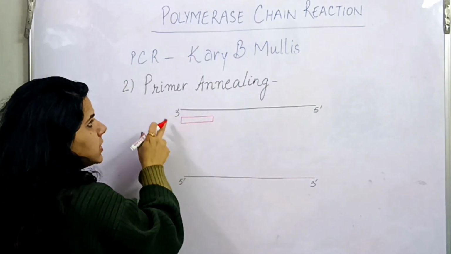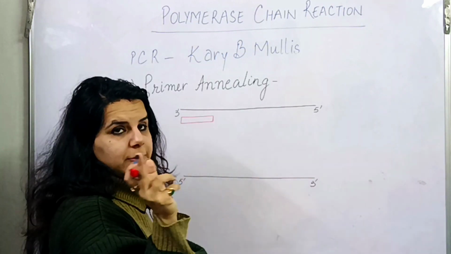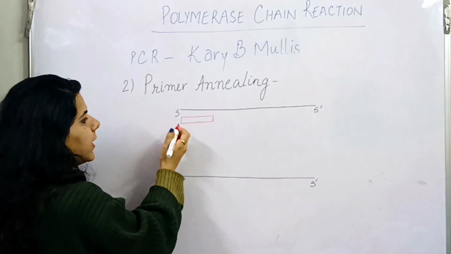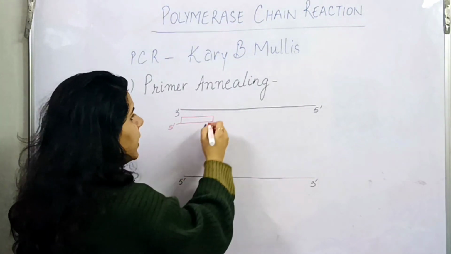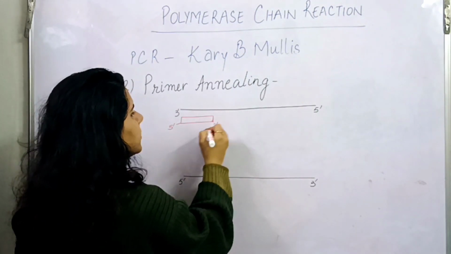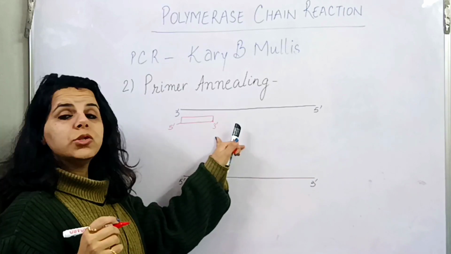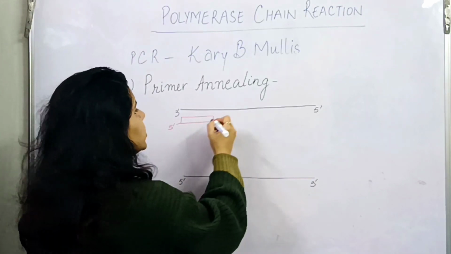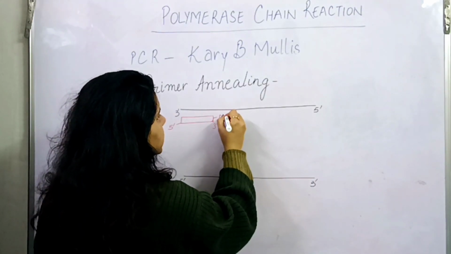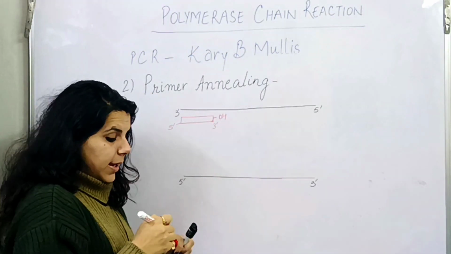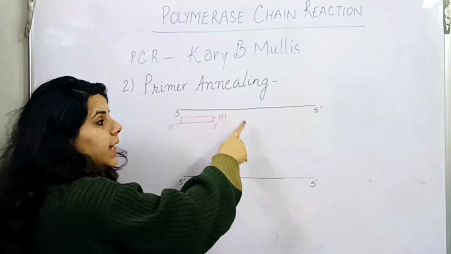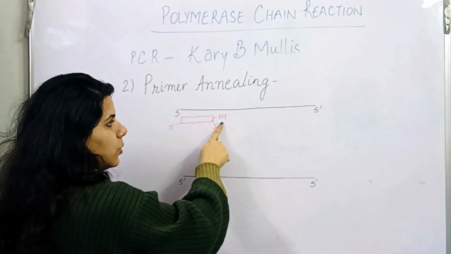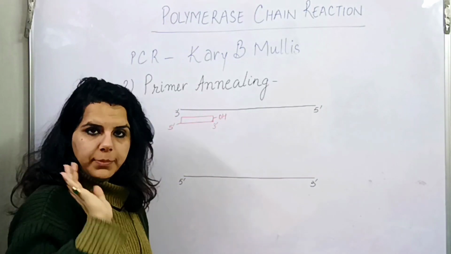Because the 2 strands should always be anti-parallel, if this is the 3 prime end, then this end of the primer is 5 prime and this end is 3 prime. Now this end of the primer has an OH group attached, that is the functional group. From here a new nucleotide can come and attach to the OH of the RNA primer.